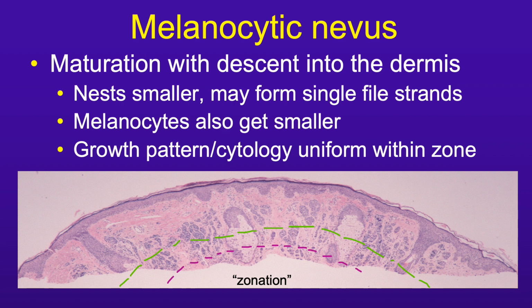Another concept that goes hand in hand with maturation is zonation. And the concept here is that if one draws a parallel line kind of horizontally slicing the dermal component of the nevus, within each zone, the growth pattern and the cytology should look more or less the same. So that in the top zone, above the green dotted line, the nests are larger, and in the bottom zone, below the purple dotted line, the nests are very small. Sometimes they're broken up into single strands. And then in the middle zone, between the green and the purple, the nests are intermediate in size between the zones above and below.